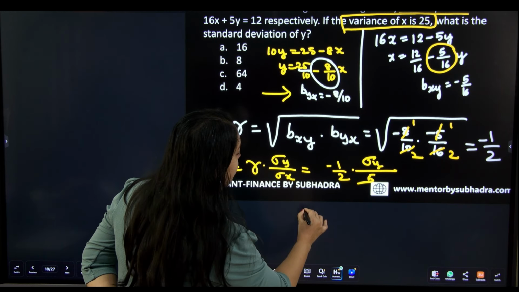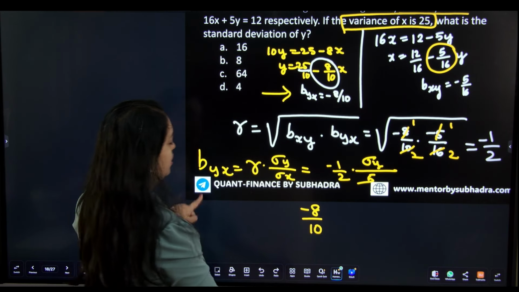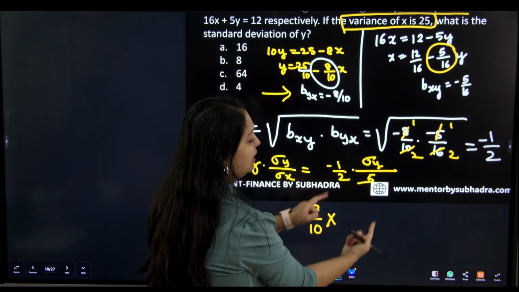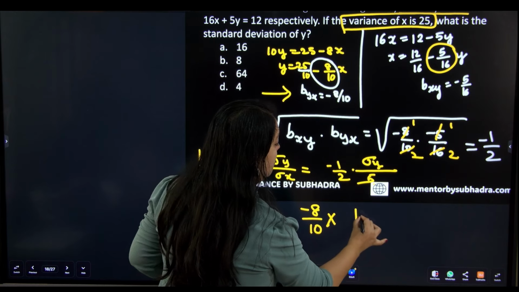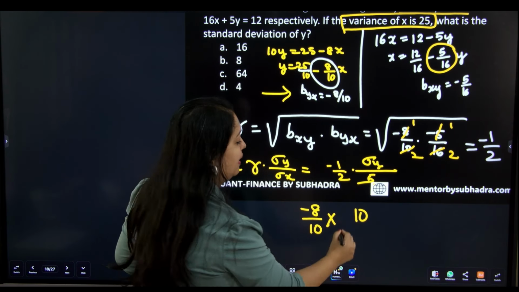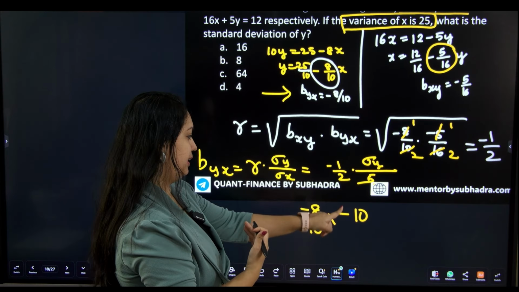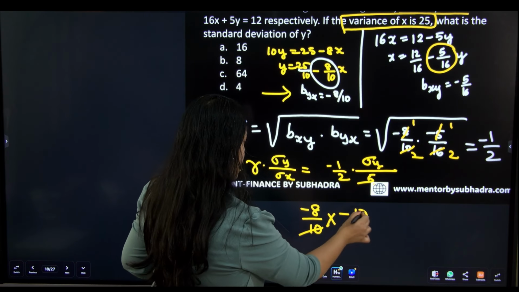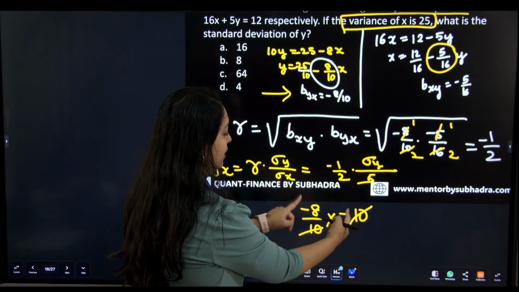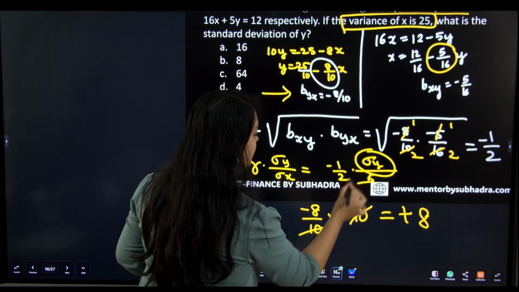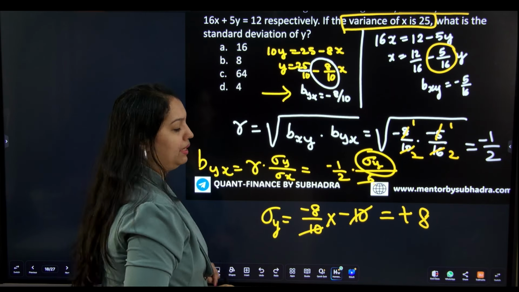I am getting minus 8 by 10, which is the byx value from here, into, take these 2 5s. 10 to the left hand side, minus 1 to the left hand side. So it is in the denominator, correct? The 2 5s, when they come to the left hand side, will go to the numerator. 10 and 10 get cancelled out, minus and minus will become plus 8. This is my sigma y value, plus 8.